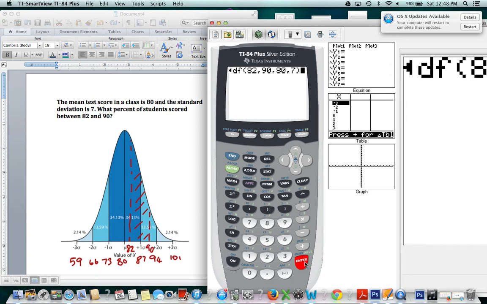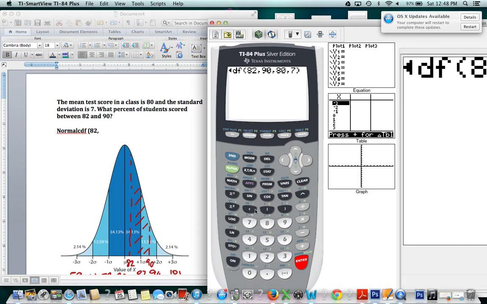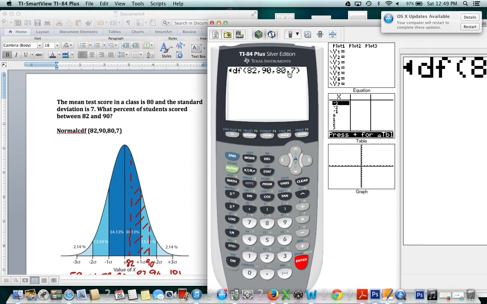Now everyone else who has an older version of the TI-84, or perhaps you have the TI-83, you'd have to have done that manually. So in your calculator you would have seen Normalcdf, and you would have had to type in manually the lower bound first. The lower bound was 82. Then you would have to put a comma, and let me show you where the comma is. The comma is right here close to the center of the calculator where my mouse is hovering. So you would have typed the lower bound, which is 82, comma, the upper bound, which is 90, comma, the mean, which is 80, comma, and the standard deviation, which is 7. And as you can see here, we all end up with the same thing typed in our calculator, regardless if it's a new calculator or an old calculator.